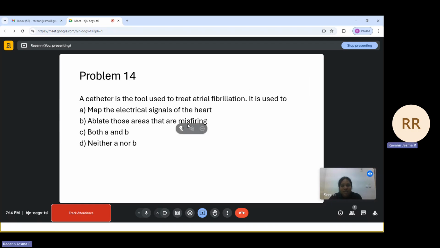A catheter is the tool used to treat atrial fibrillation. It is used to, option A, map the electrical signals of the heart. Option B, ablate those areas that are misfiring. Option C, both A and B. Option D, neither A nor B. So what is the correct answer for problem 14?